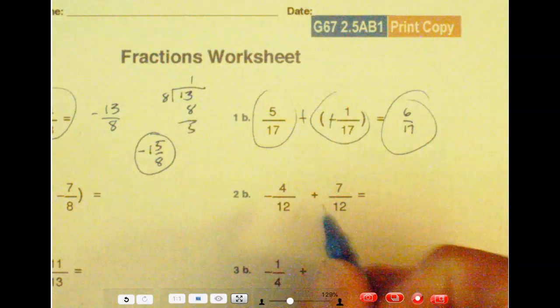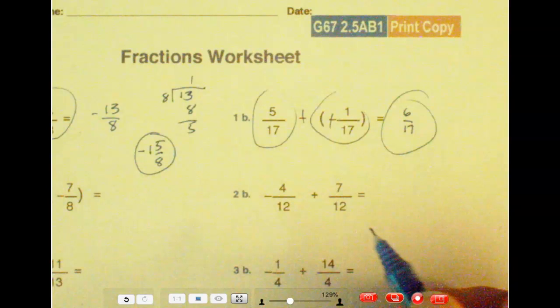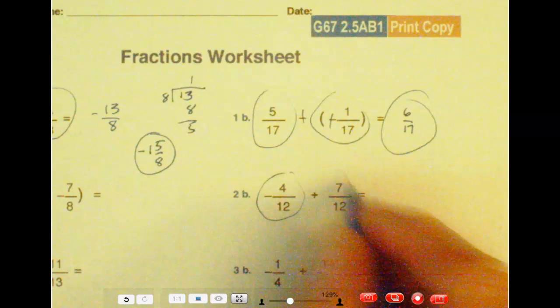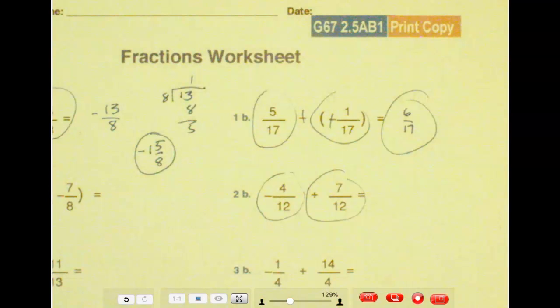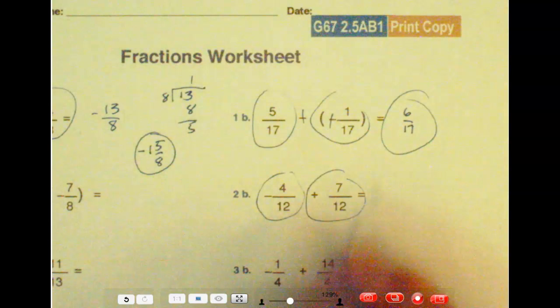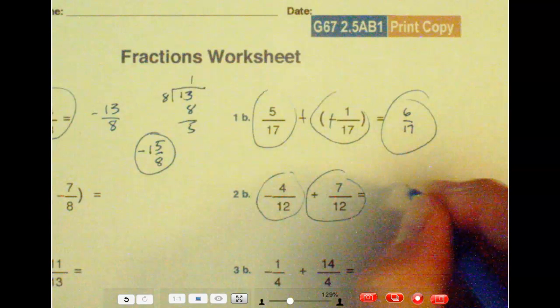Work a little backwards here. Let's take a look at number 2B. What are we really doing here? Well, we have different signs. So really what we need to do is find the difference between those two. The denominators are common or shared. So what's the difference between 7 and 4? Well, the difference between 7 and 4 is 3/12.